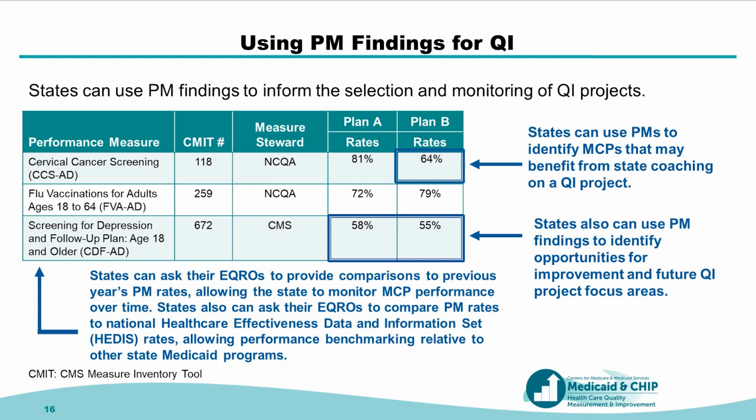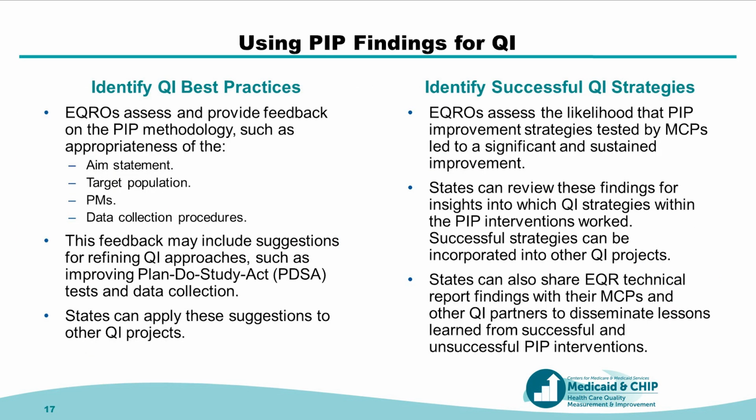To strengthen your ability to identify and monitor quality improvement focus areas, you can ask your EQRO to provide plan-level performance measure trends over time or comparisons to national benchmarks. You could also ask your plans or EQRO to stratify performance measure findings by population, age, race, geographic area, or other characteristics of interest.